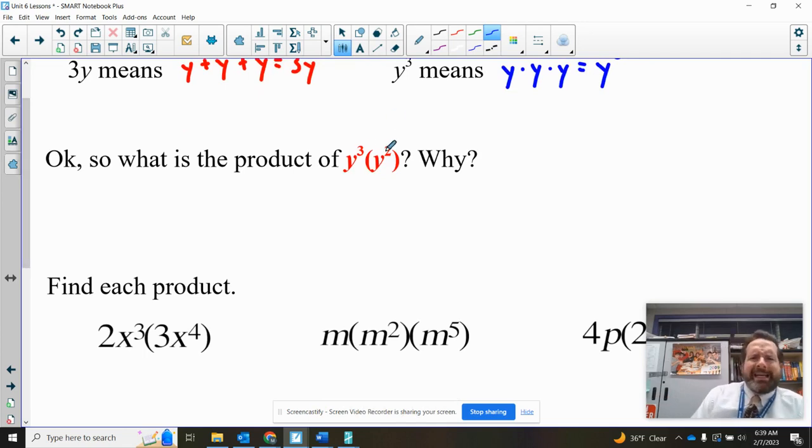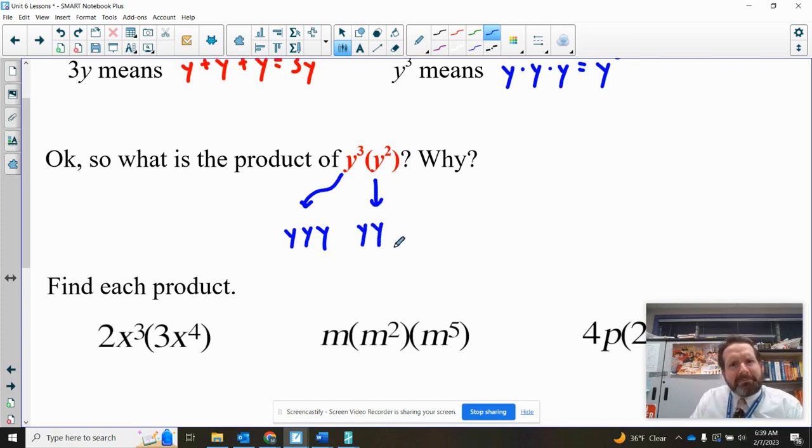Okay, with that out of the way then, how much is this? Y to the third times y to the second. So let's first off just think about what y to the third means. That means y times a y times a y. All right, let's think about what y to the second means. That's y times another y.